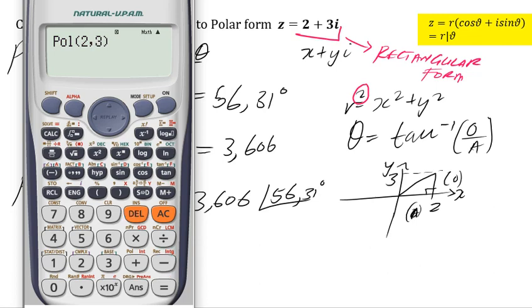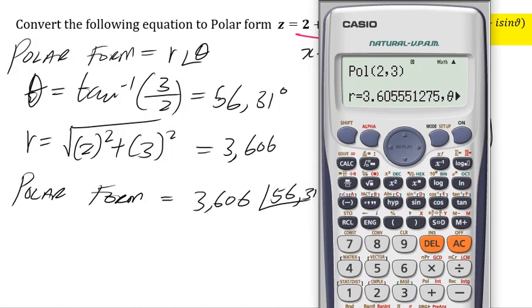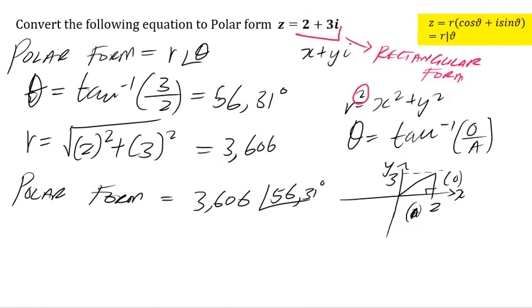So let's press the equal sign. Where is your R? Your R is equal to 3.6055. You see, you got the same answer. Then what is your theta? Your theta is 56.31. See, same answer. Okay, let's move to the next question.